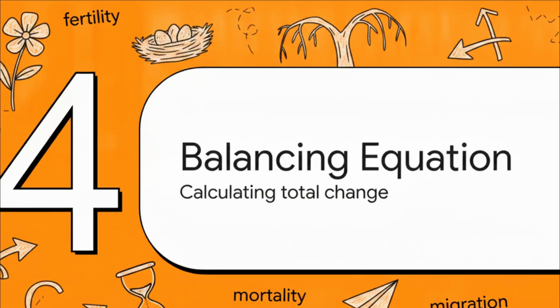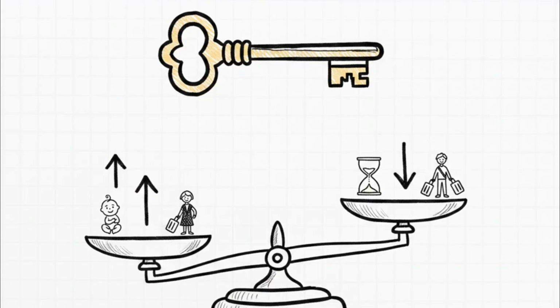All right, Section 4, the balancing equation and calculating total change. This is kind of the climax of this whole explainer. How do we take those three engines, fertility, mortality, and migration, and mathematically calculate total population change? We use the population balancing equation, which is basically the master key to demography. And the logic is just wonderfully simple. P2, which is your new population size, equals P1, your starting population, plus births minus deaths plus in-migration minus out-migration. That one single equation dictates if an area's population is going to go up or down.